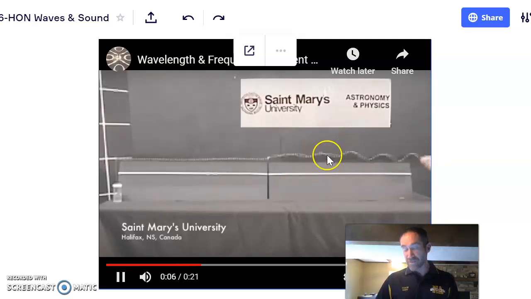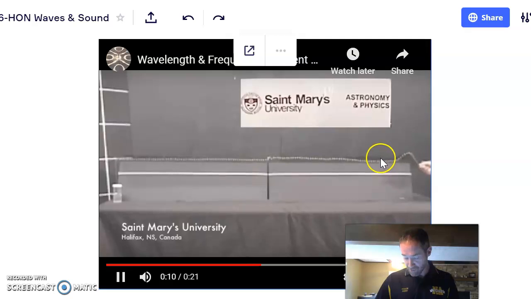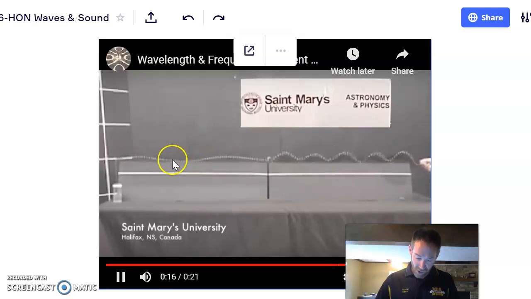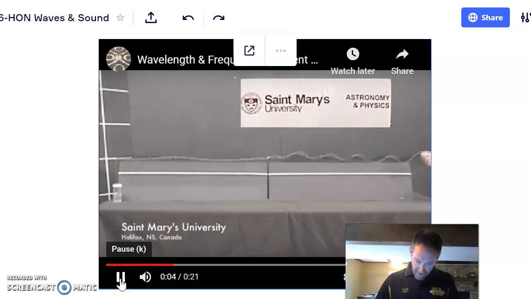So if the wavelength is small on the right side, that means the wave speed must be small, because the wave speed is the product of the frequency and the wavelength. And on the left side, the wavelength is long. Look at that long wavelength. And so the wave speed must be bigger.